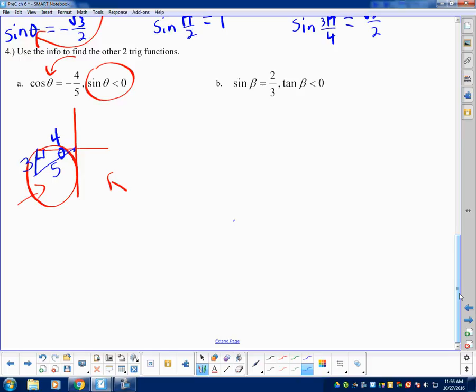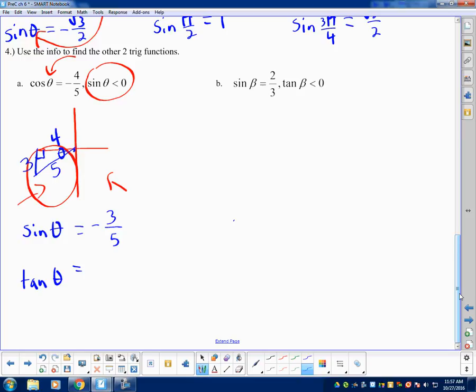All right, so here it says find the other two trig functions. Well, cosine was given to me, so I need to find sine of theta and tangent of theta. And then pay attention to my signs. So sine of theta is going to be, I'm standing at theta, the opposite side, so 3 over the hypotenuse 5, and I need a negative sign on there because I'm below the x-axis.